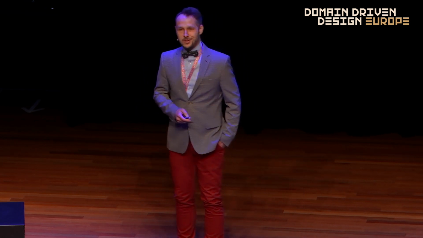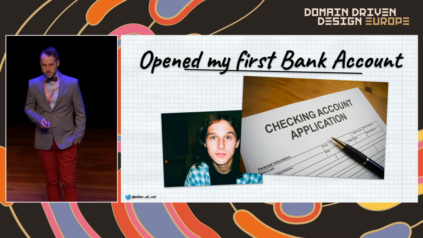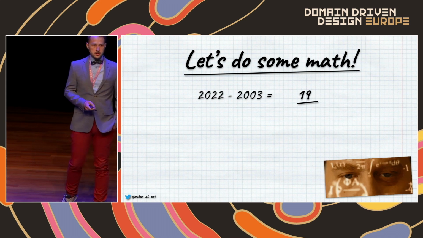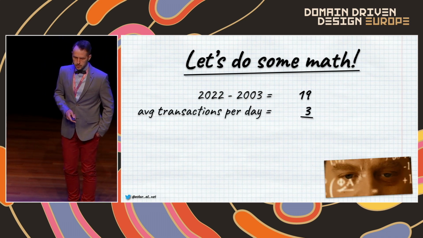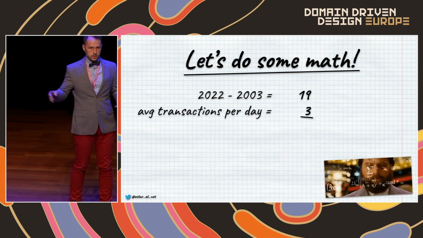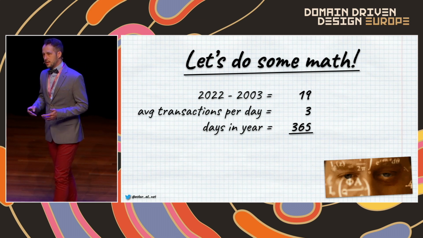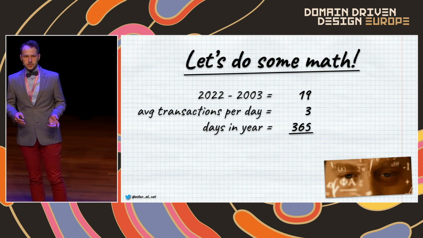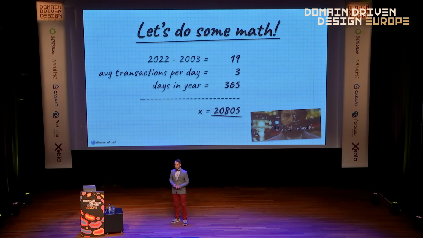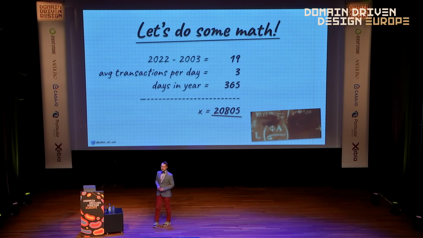And what's the most interesting is that at that age, 19 years ago, I created my first bank account. And let's do some math. So it was 19 years ago, if I count it well. Let's say that I was doing 3 transactions per day during that time. And let's say that in a year, we have 365 days. Let's ignore the leap years. And that gives us 20,805 transactions. I'm not sure if that's the correct number.